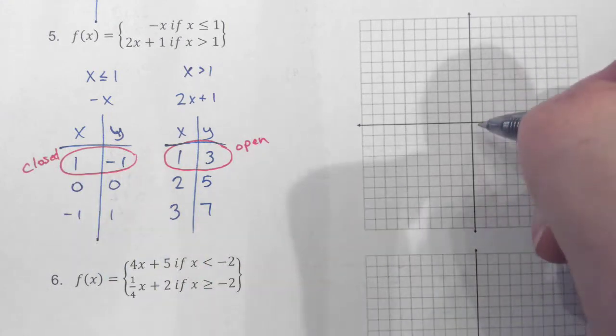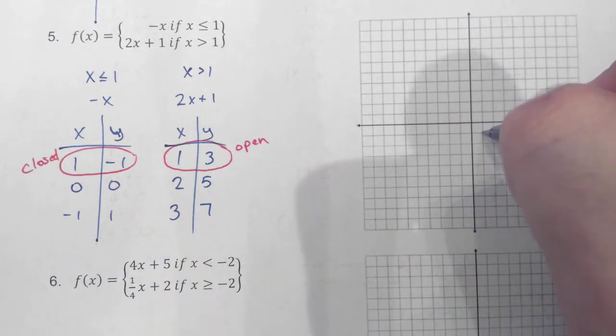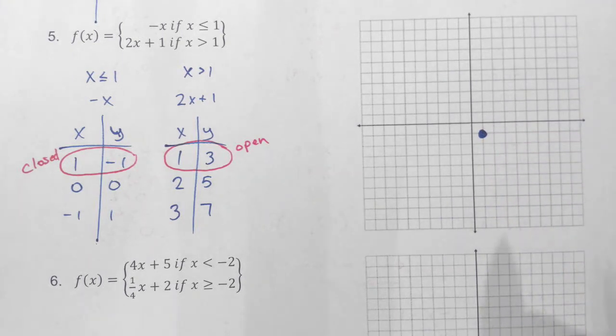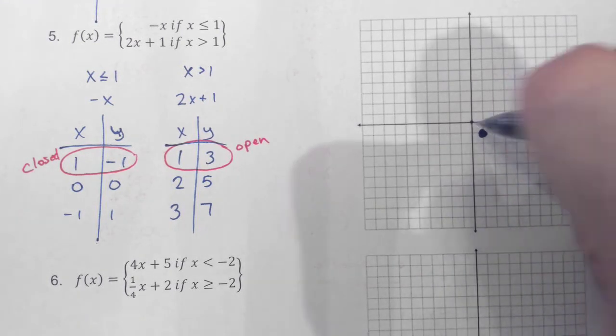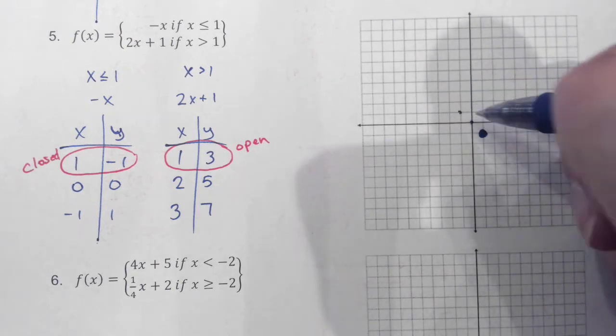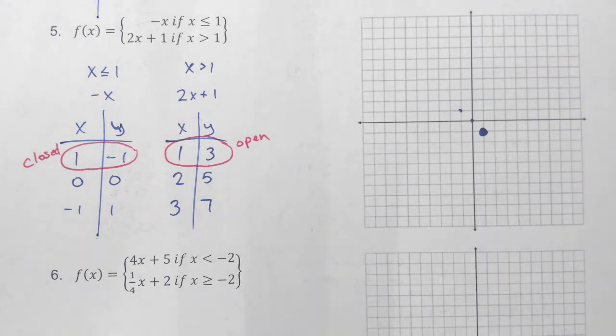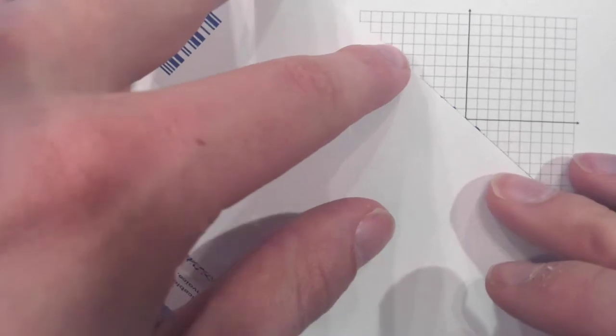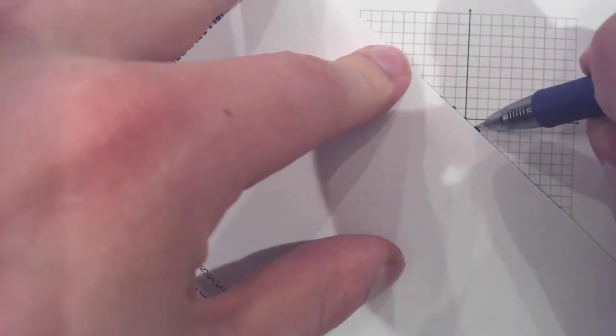1, -1. Right 1, down 1. That's a big closed circle. 0, 0. And left 1, up 1. Use my straight edge. Start at that big point and go in the other point's directions.